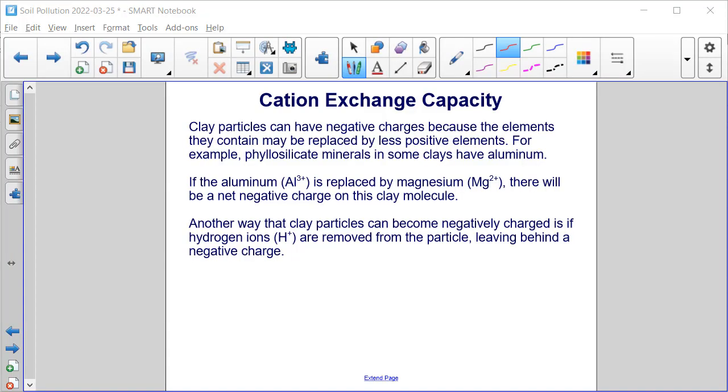Clay particles can have negative charges because the elements they contain may be replaced by less positive elements. For example, phyllosilicate minerals in some clays have aluminum. If the aluminum is replaced by magnesium, there will be a net negative charge on this clay molecule because the charge on the magnesium is less than the aluminum. Another way that clay particles can become negatively charged is if a hydrogen ion, H+, is removed from the particle, leaving behind a negative charge.